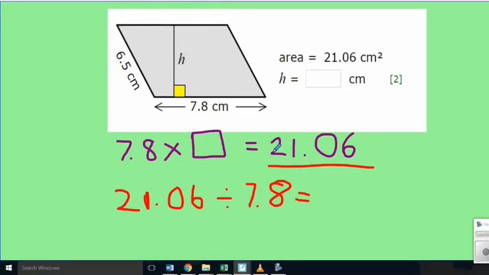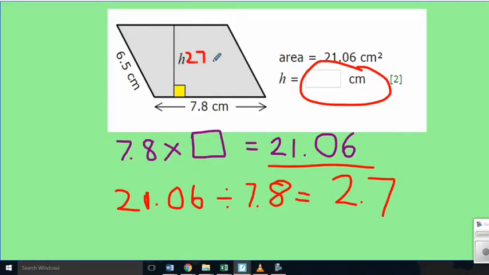So if you bob it into your calculator, 21.06 divided by 7.8, okay, you should get the answer 2.7, okay, and that would go in that box there. So as long as you know the method of how you're going to do it, brilliant. You could even check your answer, okay, if that's 2.7, you could check it by doing 2.7 times by 7.8. See, does it actually get you back to 21.06? Okay?